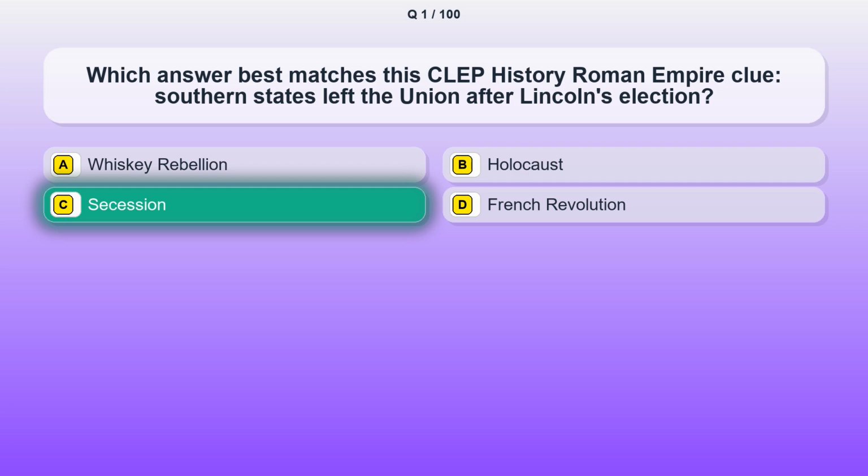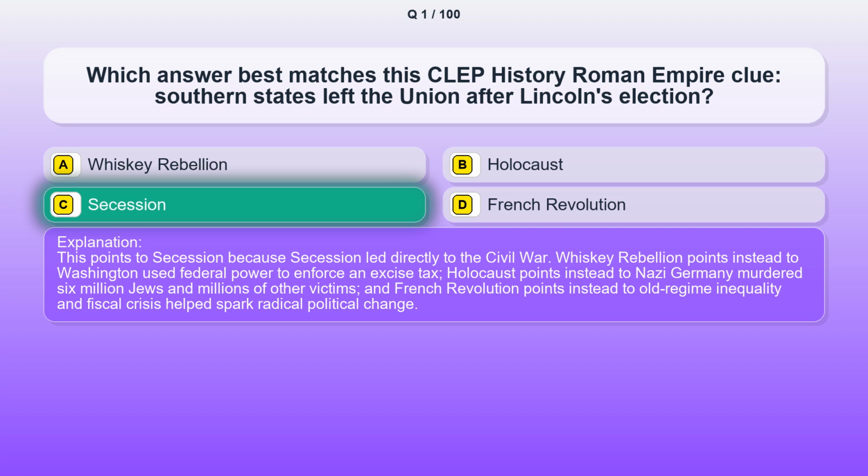The correct answer is option C. Secession. This points to secession because secession led directly to the Civil War. Whiskey Rebellion points instead to Washington using federal power to enforce an excise tax. Holocaust points instead to Nazi Germany murdering 6 million Jews and millions of other victims. And French Revolution points instead to Old Regime inequality and fiscal crisis helping spark radical political change.